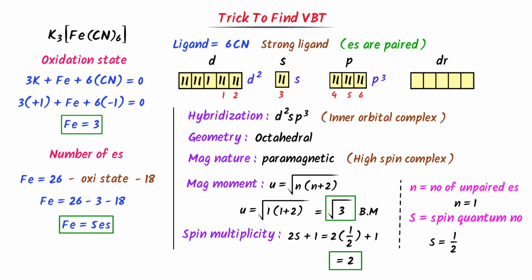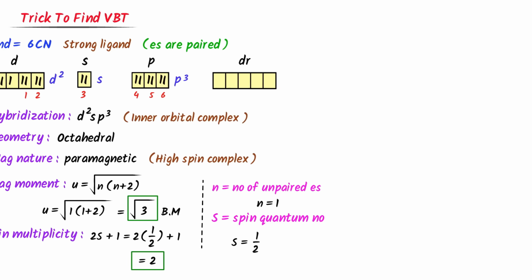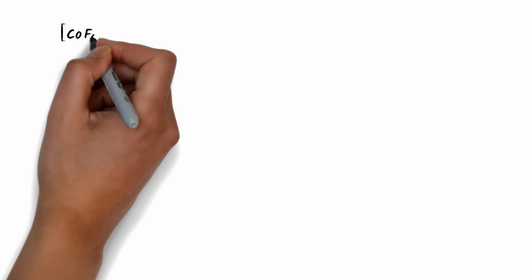Thus by this way, we can easily find the VBT or different parameters of this compound. So note down this example. Lastly, let me teach you one hard level question. Consider this coordination compound. Pause the video and try to find its hybridization, geometry, magnetic moment, etc.